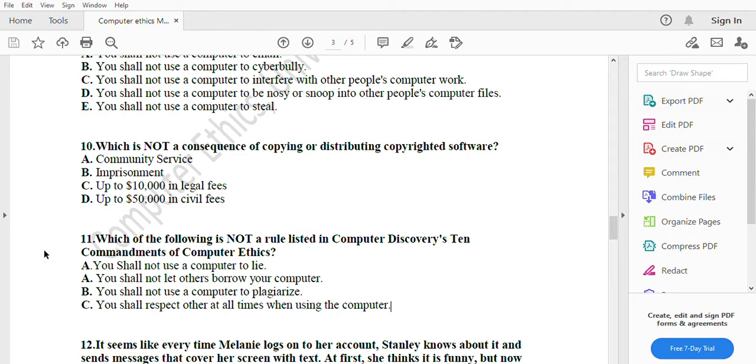Which of them is not a rule listed in the computer? So here, obviously, the right answer is C. But here you have to take into consideration the problem. There is a problem here between A, B, C, and D. So you should not use a computer to lie. This is something which has no sense, actually. You should not let others borrow your computer. This is actually supposed to be B here. This is the second one, because there's a mistake over here.